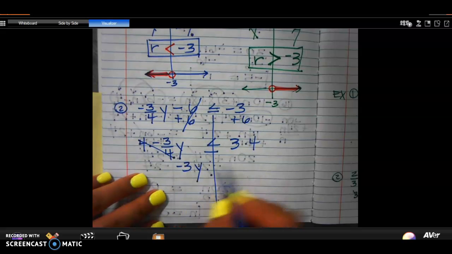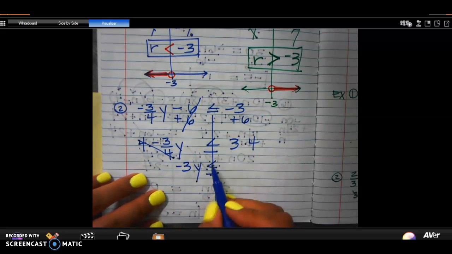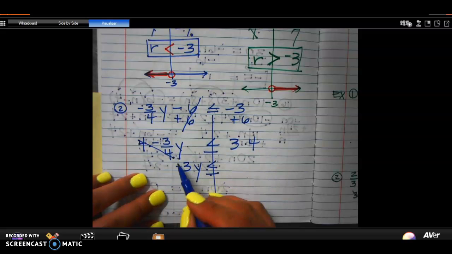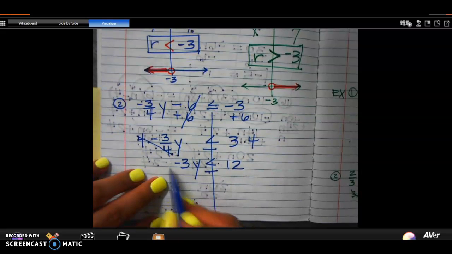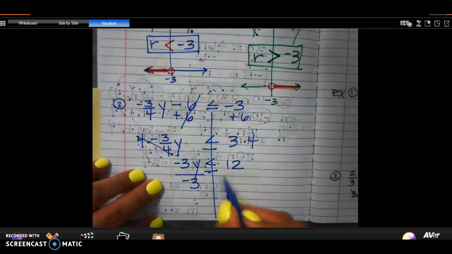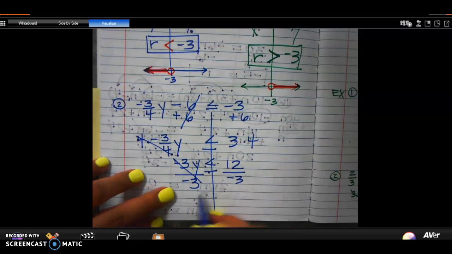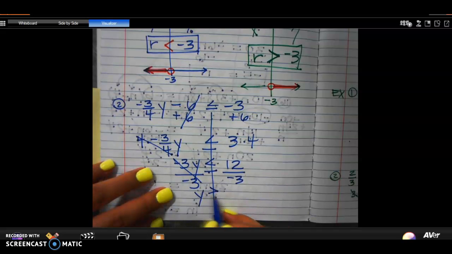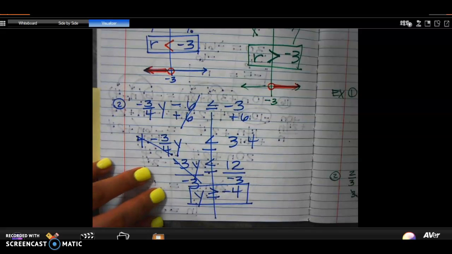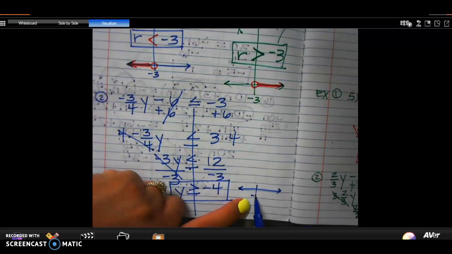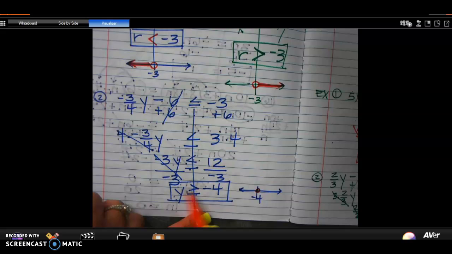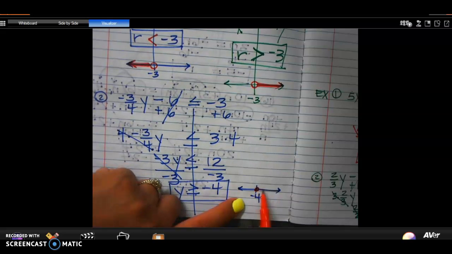I'm left with a -3y less than or equal to, my symbol has not changed, right? I haven't done anything with a negative yet. 12. Now my last step is to divide by a -3 because I want that y to be alone. So then I have y greater than or equal to -4, right? Okay, so if we put this on our number line, at -4, I'm going to have a solid dot, right? Y has to be greater than or equal to, so it is facing the right-hand side.